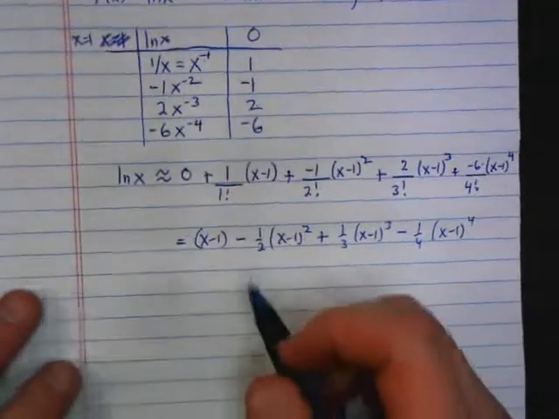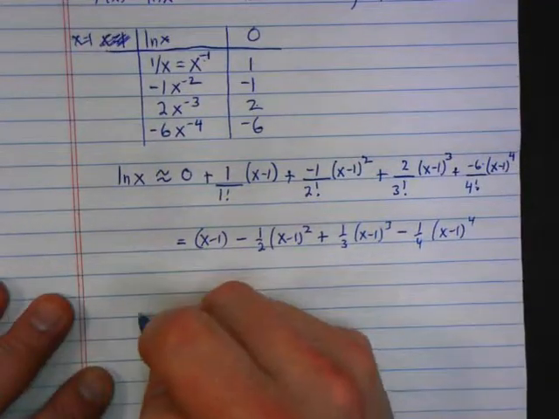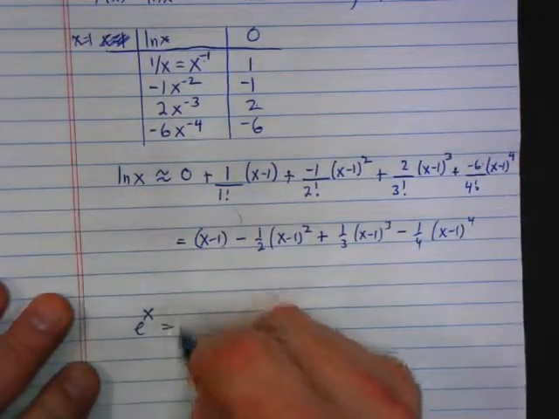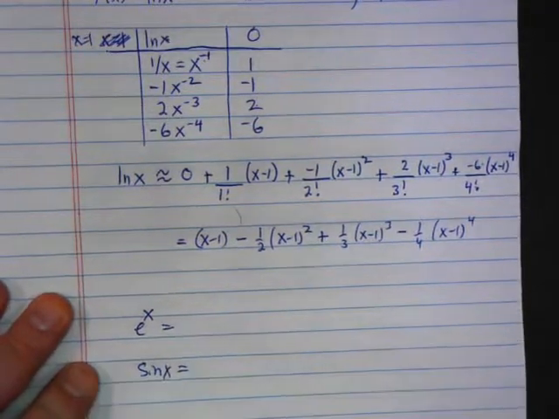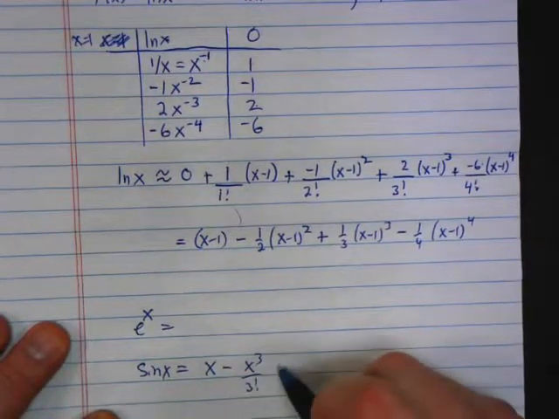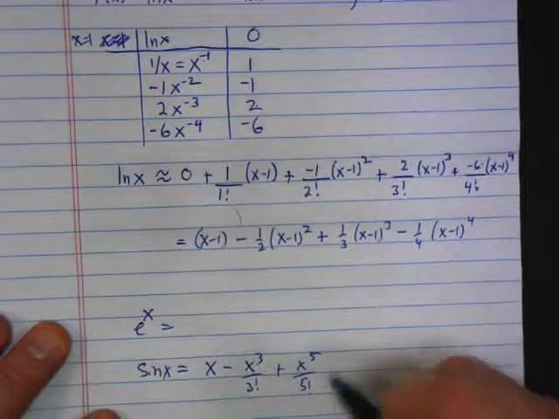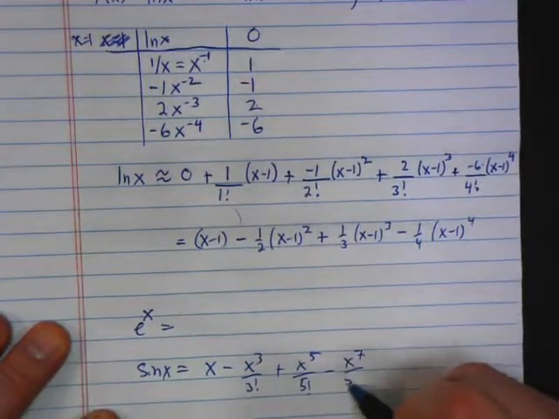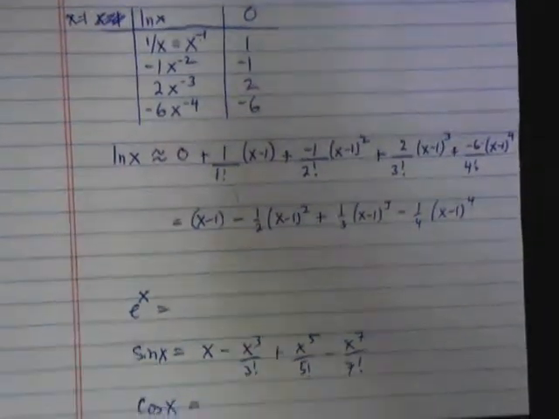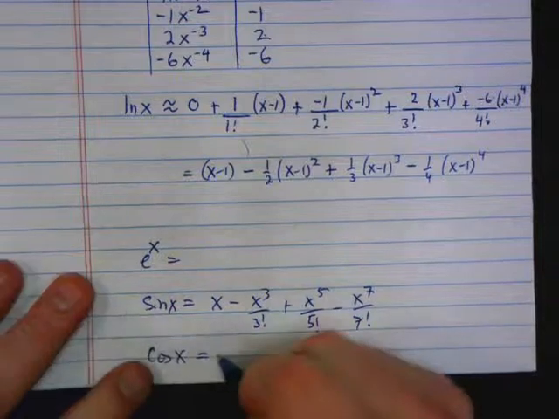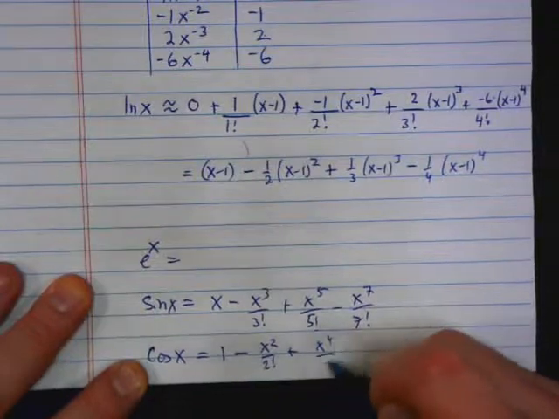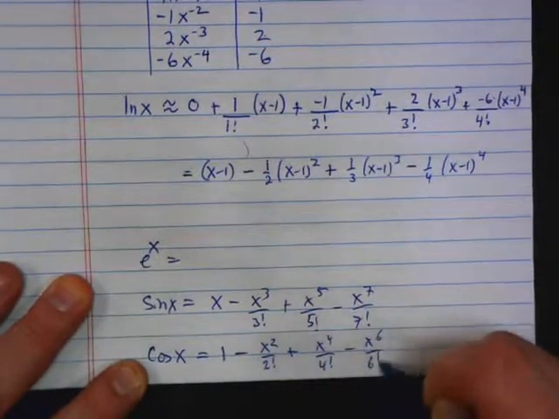One other famous one. Some famous Maclaurin polynomials. This ln is one of them. Sine x we already saw. What happened with sine? You got the odd ones. What do you think is going to happen with cosine? Any guesses? Evens. You get the even powers. So you get 1 minus x squared over 2 factorial plus x to the 4 over 4 factorial minus x to the 6 over 6 factorial.